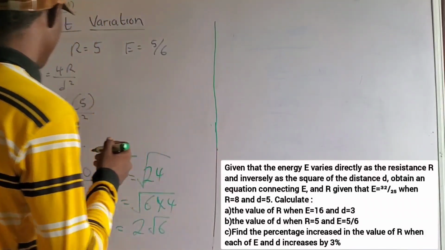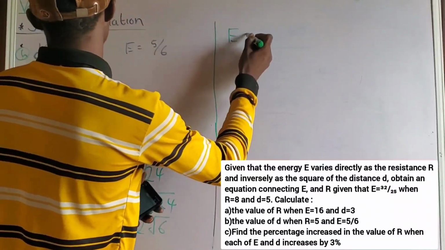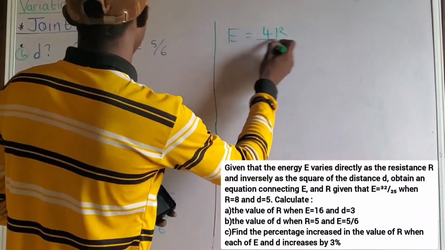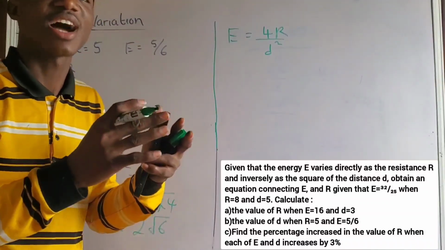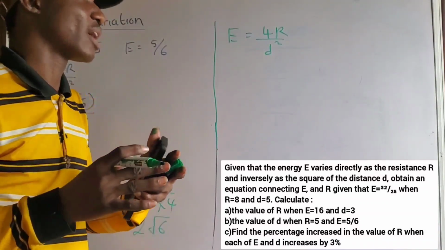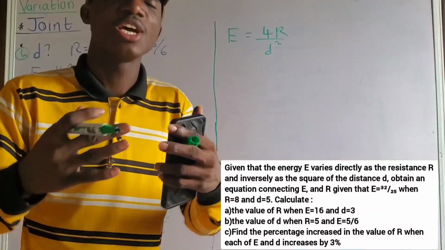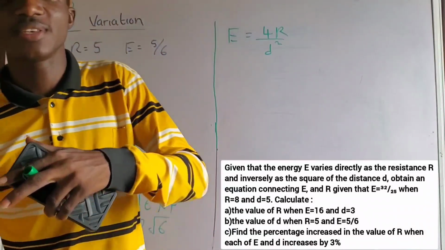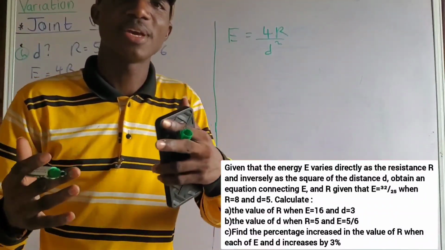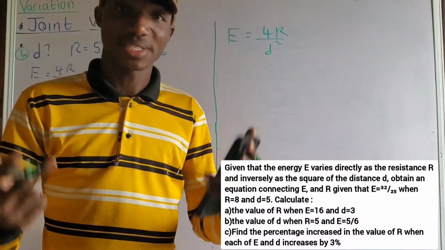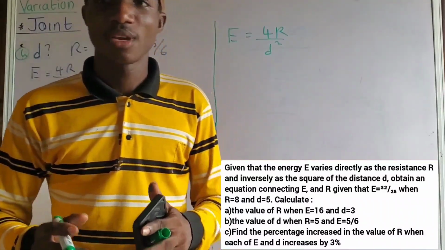Now, look, listen. The equation connecting E, R, and D is what? E equals 4R all over D squared. Let us call this equation the initial value of E, D, and R. Are you getting what I'm trying to say? Listen to me carefully. When we talk about percentage increase, we are talking about something increasing from one value to another value. Expressing that increment in percentage is what we call percentage increase. Do you understand?